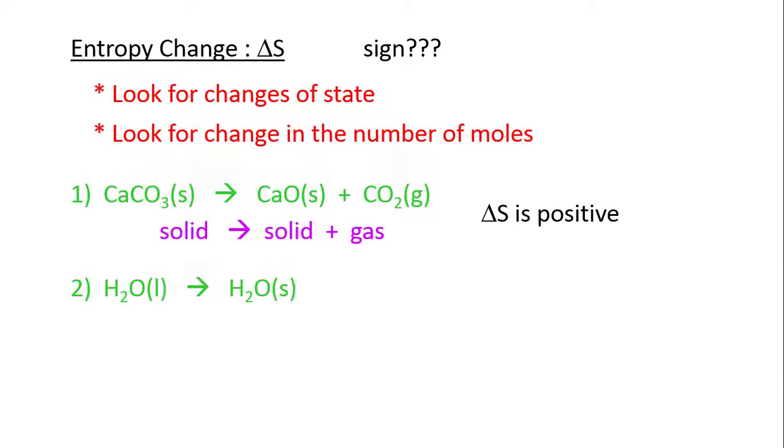The second example is the freezing of water. Although there is no gas involved here, there is still a change in state from liquid to solid. For a given compound, the liquid will have a higher entropy and the solid will have a lower entropy. The value of delta S is negative.